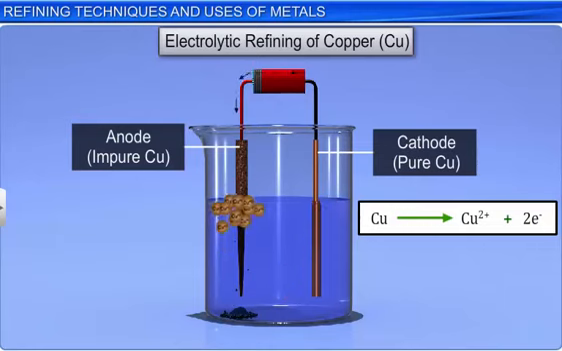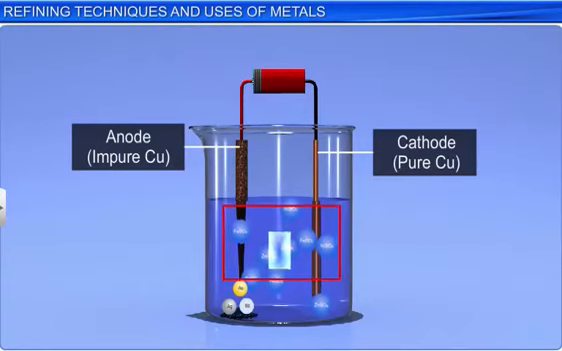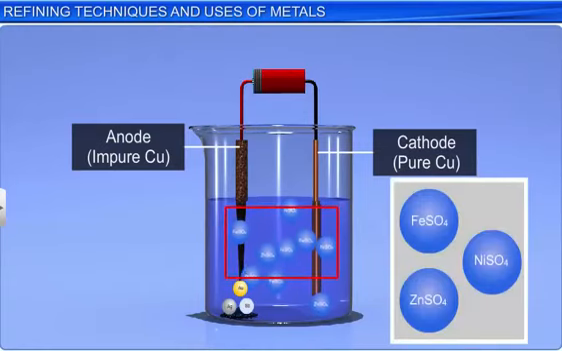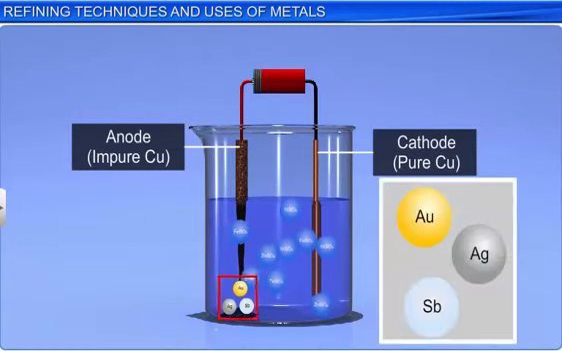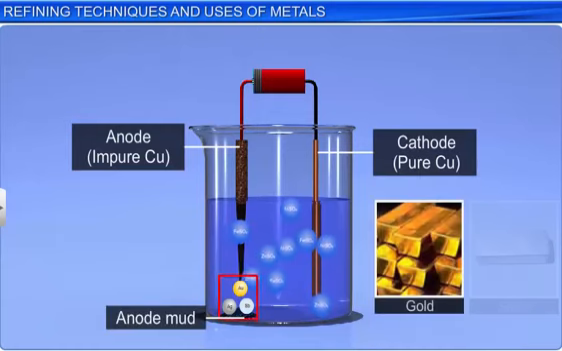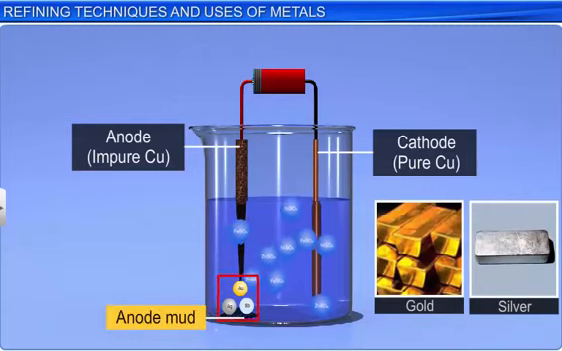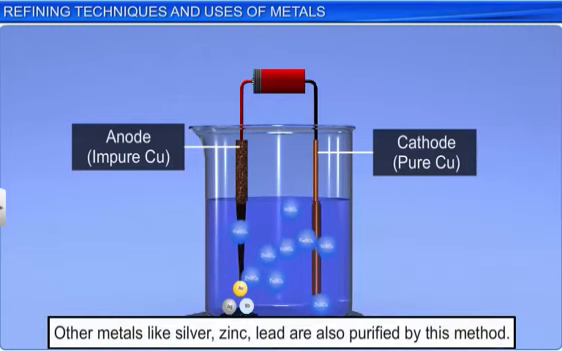The more electropositive impurities like iron, nickel, and zinc are left in the electrolyte as their sulfates, while the less electropositive impurities like gold, silver, and antimony settle at the bottom of the anode as anode mud. Precious metals like gold and silver can be recovered from the anode mud. Other metals like silver, zinc, lead are also purified by this method.